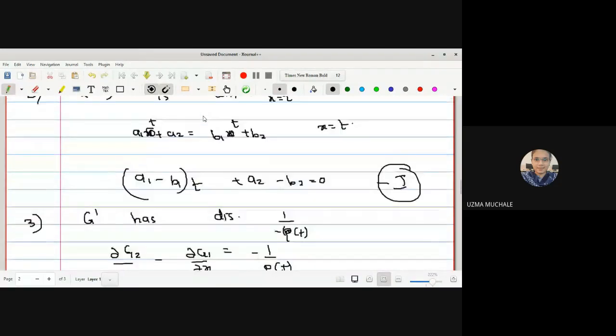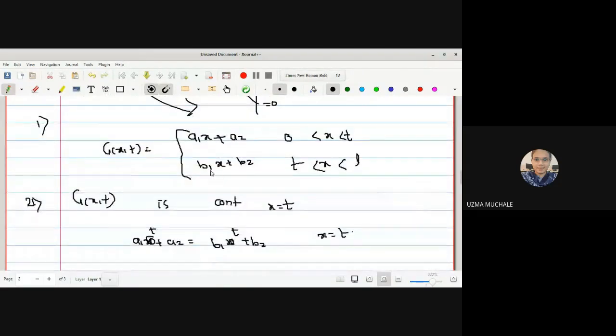Hence we can write it, but before that we have to differentiate G2 with respect to x. What is our G2? This is our G2. We have to differentiate this with respect to x. As this is a constant, its derivative with respect to x is 0, so we remain with only b1. And the derivative of G1 with respect to x, we remain with only a1. Getting me?